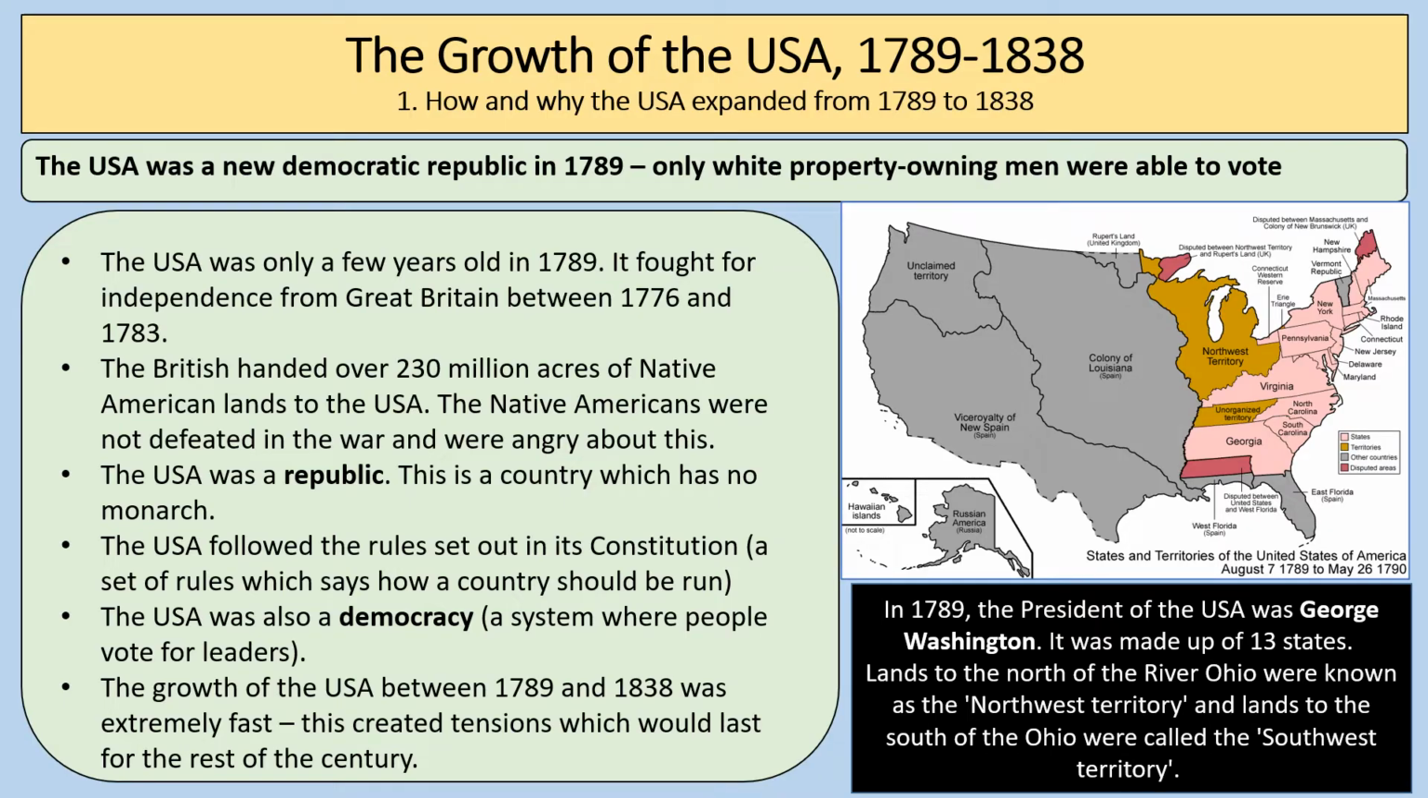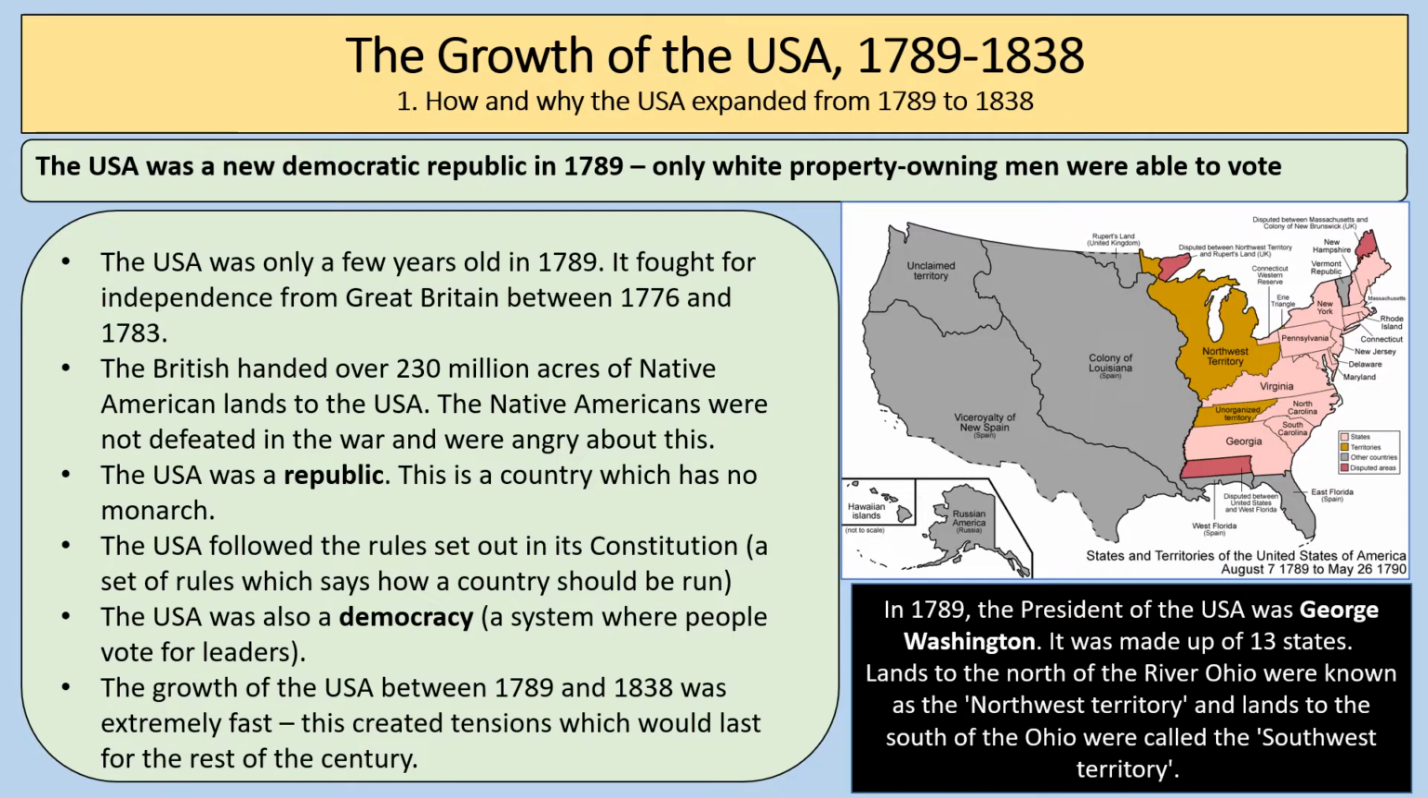There's another map there that shows you the different states and territories of the United States of America between 1789 and 1790, so you can see some of the different states there that made up the 13 states. The lands to the north of the River Ohio were known as the Northwest Territory, and the lands to the south of Ohio were called the Southwest Territory. So that just gives you the ideas about those two different concepts.